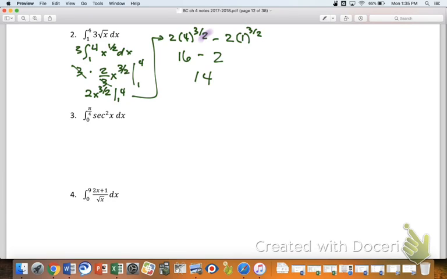I got 14 for this one. What do you guys think? I would do the square first, too. Like, I would do the 3 before the 2. Anyway, your choice. It works either way. Okay, would you guys please try numbers 3 and 4? 3 is very straightforward if you know your rules. 4 takes a little bit of work. So please give it a try.